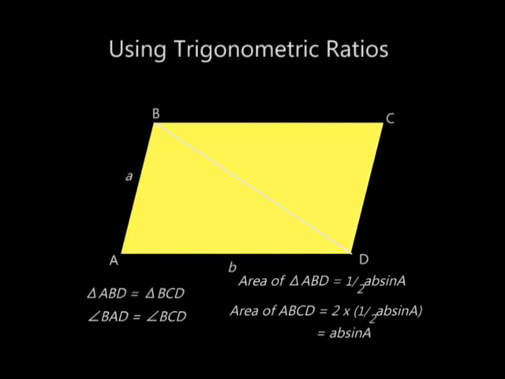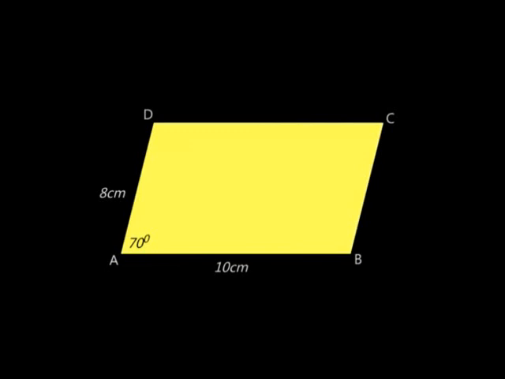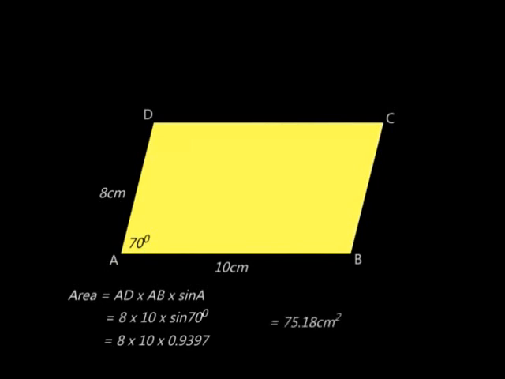Giving specific measurements to our parallelogram, suppose we have a parallelogram with sides 10 centimeters and 8 centimeters, and then we have an angle here of 70 degrees. Area is equal to AD times AB times sine A, and that is equal to 8 times 10 times sine 70. Sine 70 is equal to 0.9397. So 8 times 10 times 0.9397 gives us 75.18. So the area of the parallelogram is equal to 75.18 square centimeters.